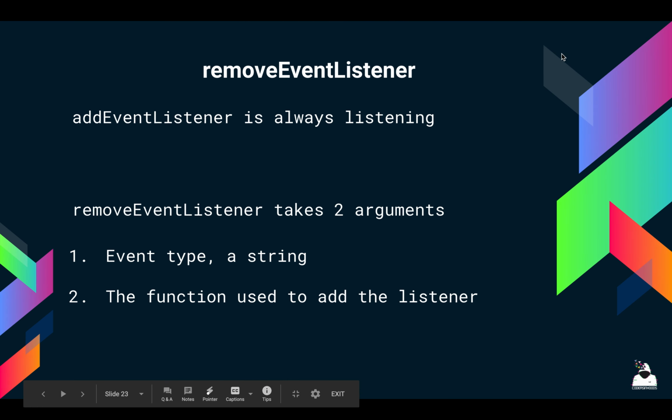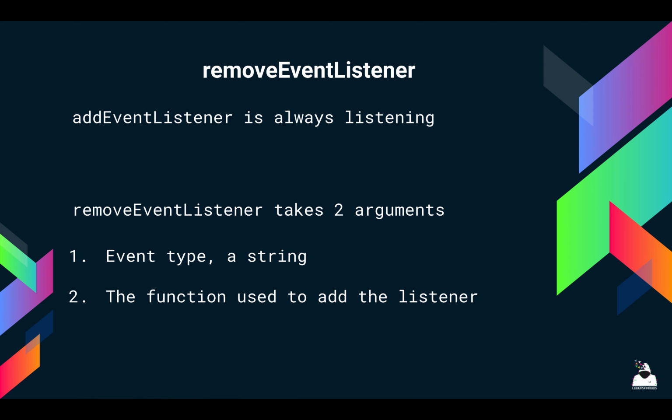removeEventListener. Like I showed you at the beginning of this, every time we call addEventListener, it's, funnily enough, adding an event listener, and they're always there. They're not actually being removed until we call removeEventListener. removeEventListener takes 2 arguments, just like add: an event type and a function.